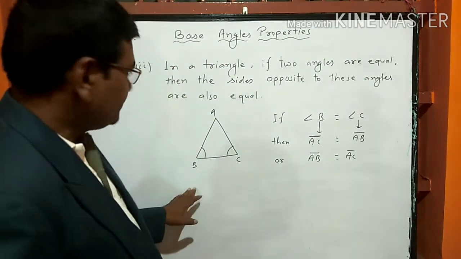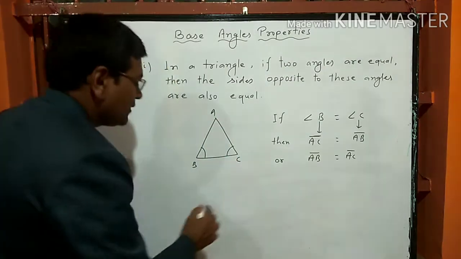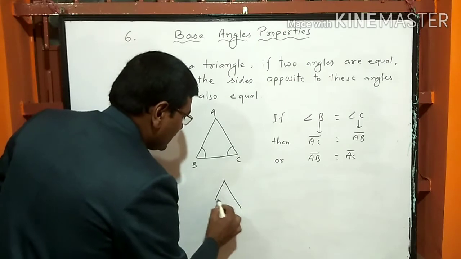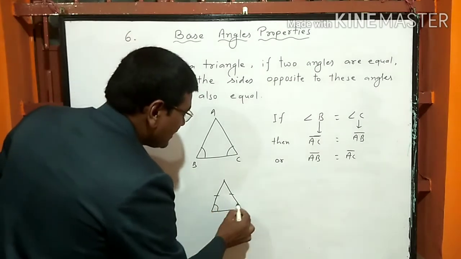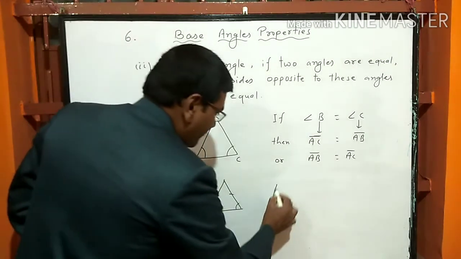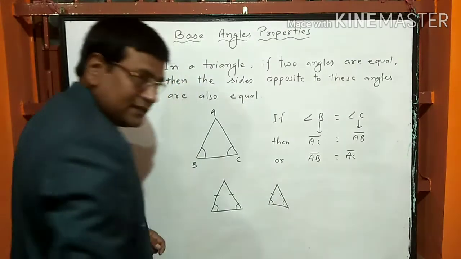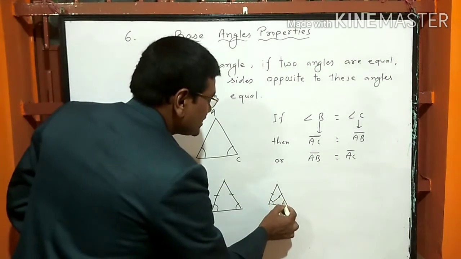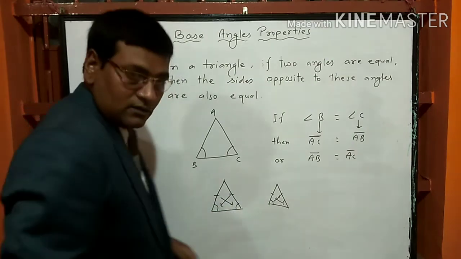Thus you got here the two properties. First was, if sides are equal, then base angles are equal. Or if base angles are equal, then its opposite sides are equal. Opposite sides are equal. Opposite angles are equal.